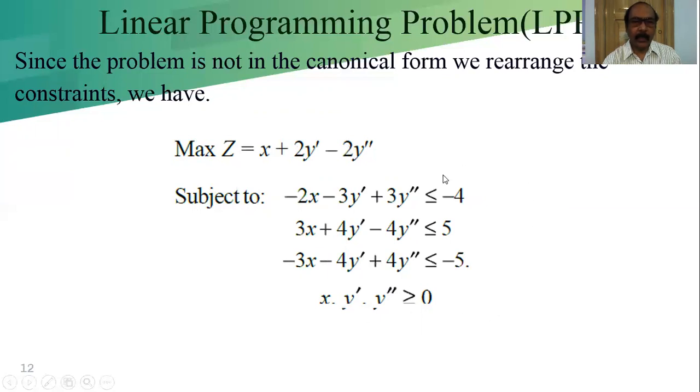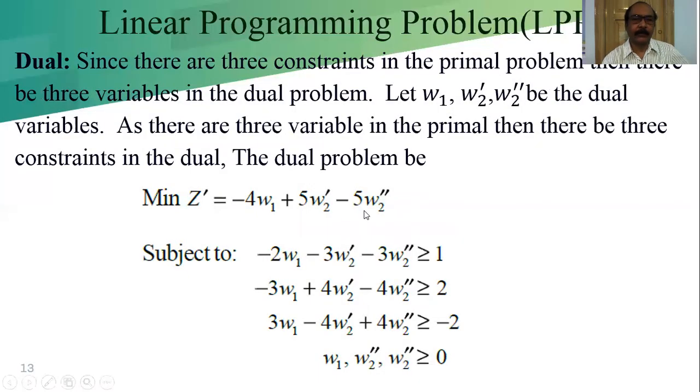So when we are doing this on paper, just put a line here and write here w1 working variable, w2 dash and w2 double dash. Then it will be easy to form the dual from this table. If we consider the coefficient matrix, this B goes to here and that C comes here. Now z dash is equal to, as I already explained, minus 4w1 plus 5w2 dash minus 5w2 double dash.